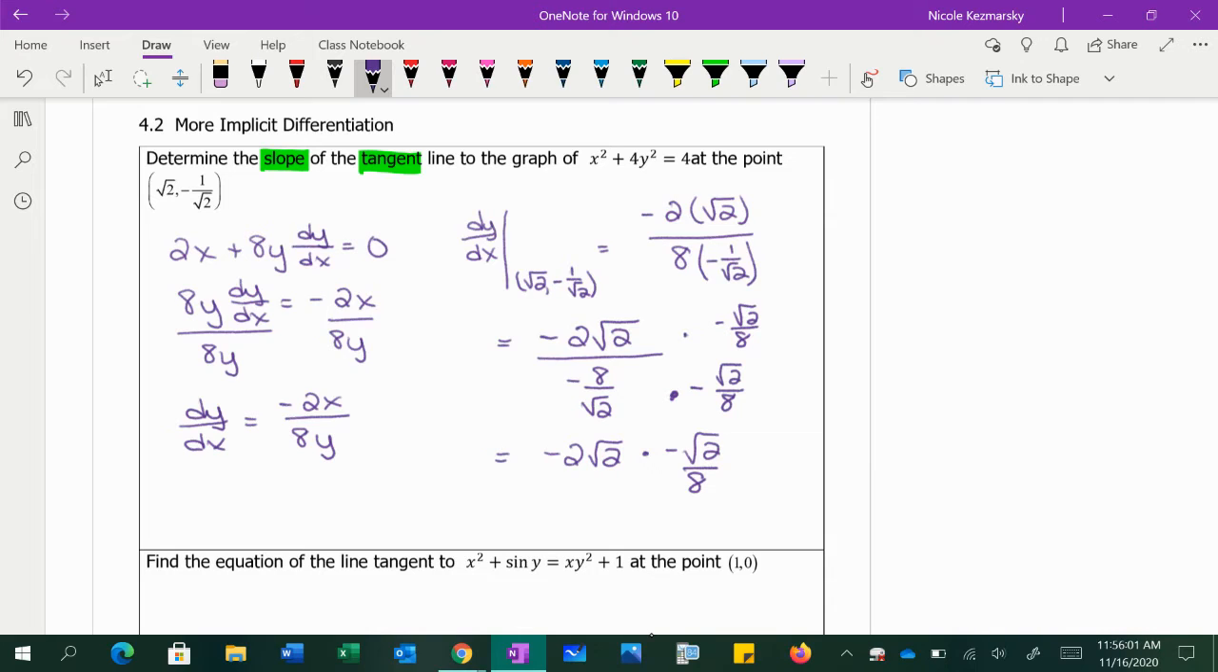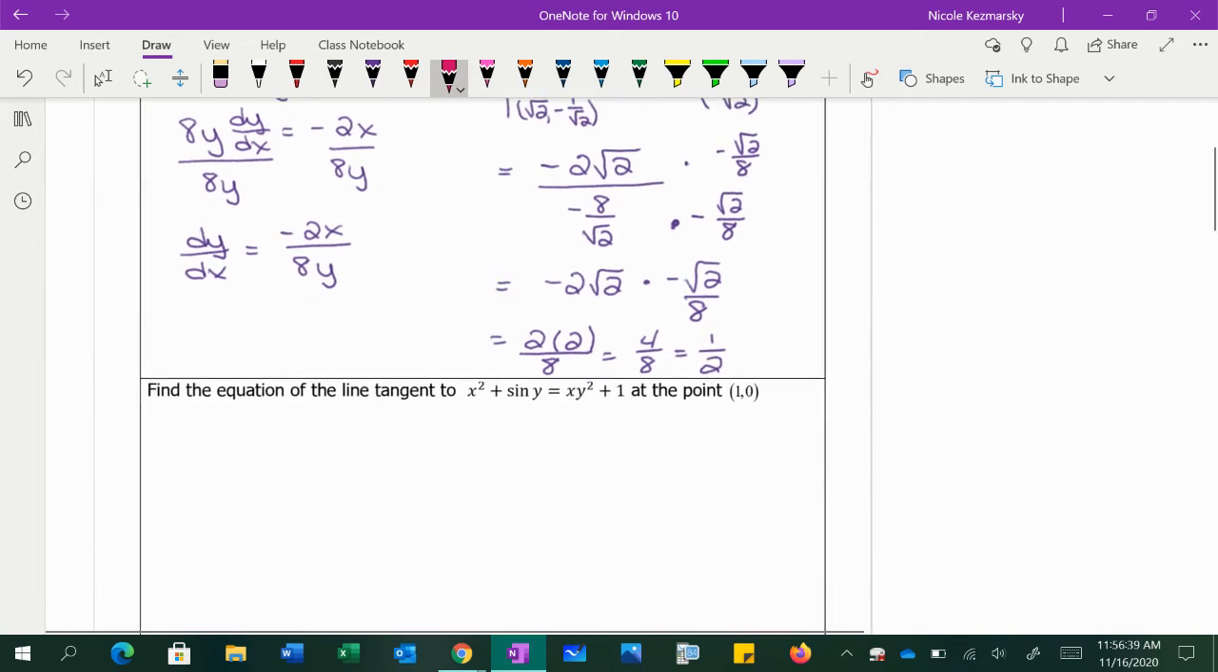And cleaning that up, we've got negative times a negative, so the negatives will become a positive. We've got square root of 2 times square root of 2. Well, square root of 2 times square root of 2 is 2, with an 8 on the bottom. 2 times 2 is 4, and 4 over 8 is 1/2, which is much cleaner than what it started off as. Okay, so this was trying to find slope, so we were trying to find dy dx at the given point.